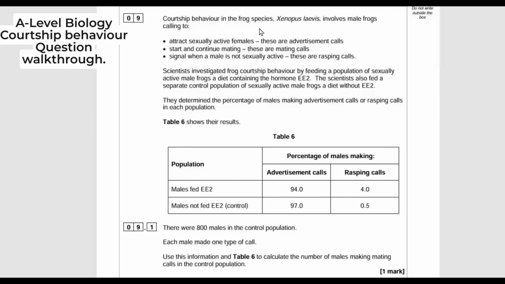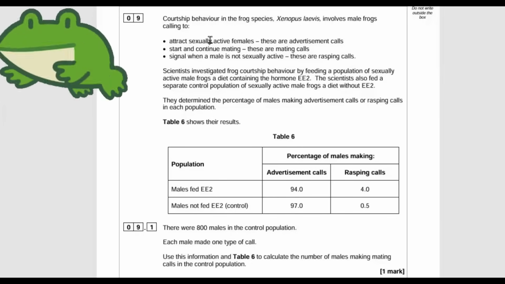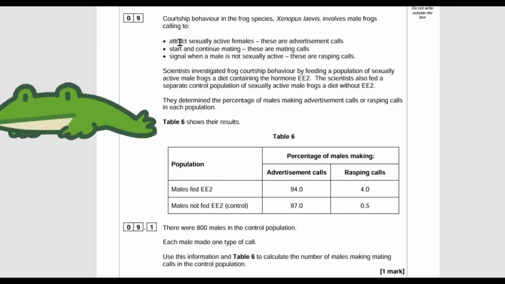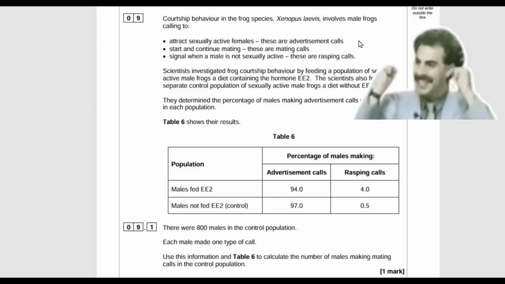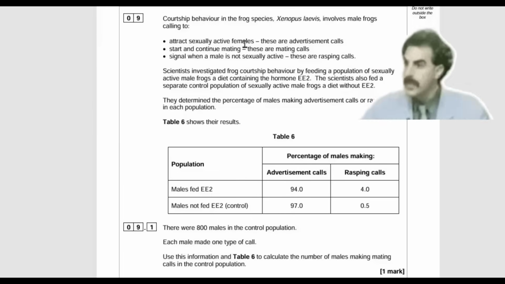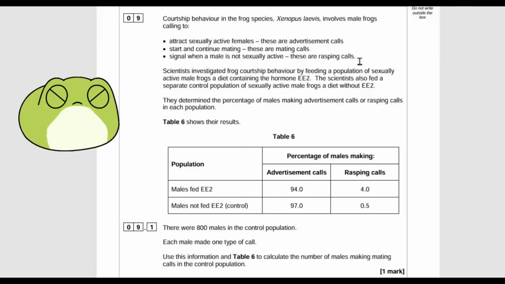Question 9. Courtship behavior in the frog species Xenopus laevis involves male frogs calling to attract sexually active females. These are advertisement calls. You want sexy time? Or start and continue mating. These are mating calls. I won't do one of those. Signal when a male is not sexually active. These are rasping calls. Got a headache tonight.